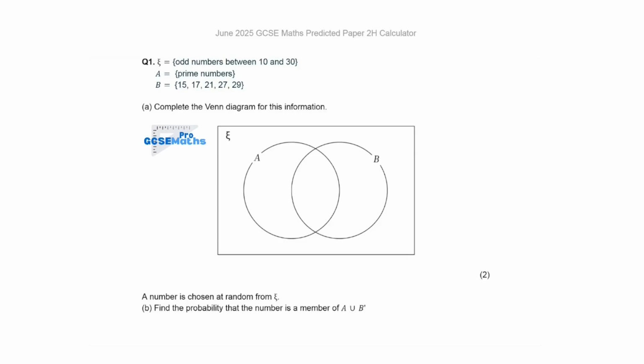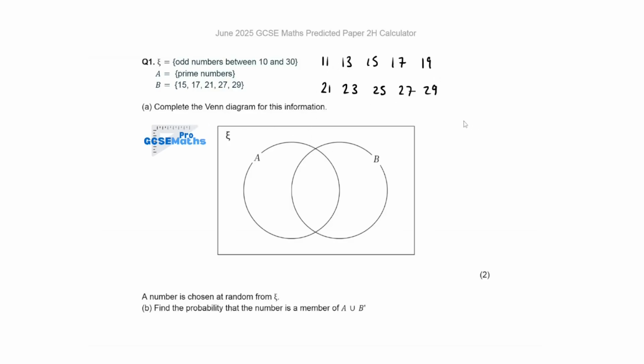So question 1, we have a Venn diagrams question. So the universal set is for odd numbers between 10 and 30. When it doesn't list what's in the universal set, I just tend to write them down myself so that then I can tick them off. So I've listed them here. The universal set represents the whole Venn diagram. So all of these numbers will appear somewhere in the Venn diagram. We've then got that A is prime numbers and B is 15, 17, 21, 27 and 29. Complete the Venn diagram for this information.